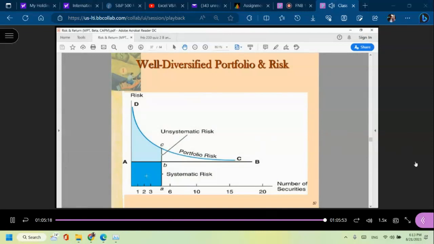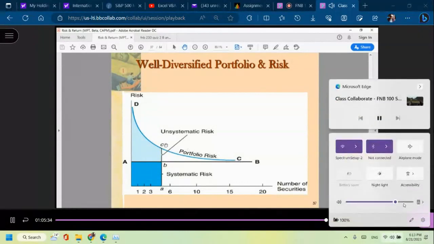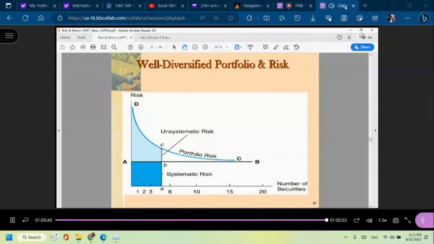By the time you have about 20 assets in your portfolio, your risk is mostly down to the systematic risk only. And unsystematic risk is completely diversified. Okay, makes sense? All righty, so that's it for today. So we'll continue in the next class.